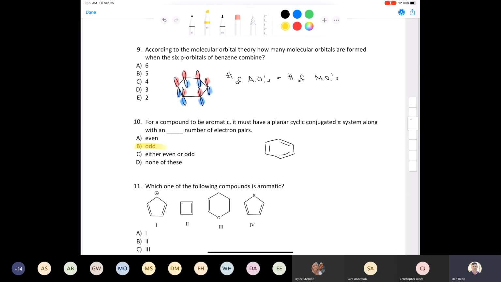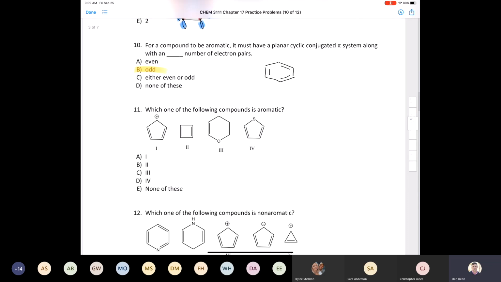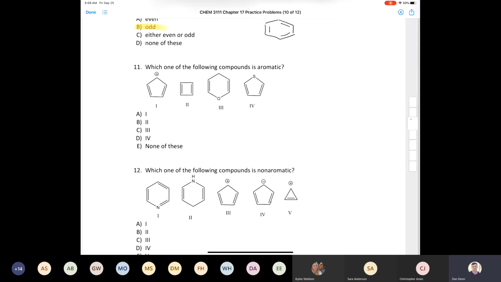All right, let's get into some aromaticity questions. What time is it? 9:10. Do a few of them here. It says, which one of the following compounds is aromatic?